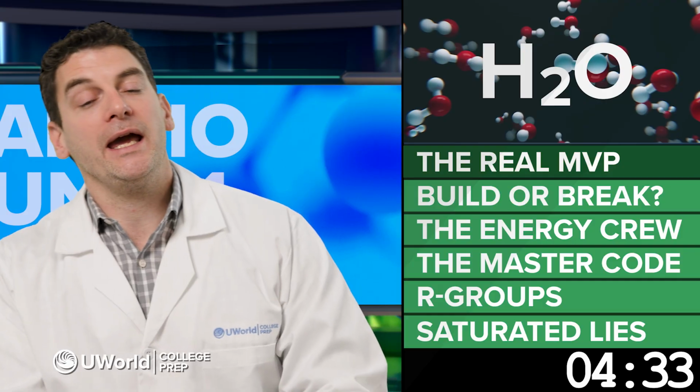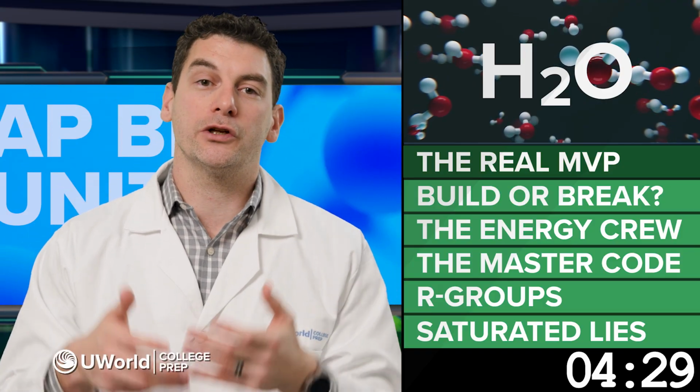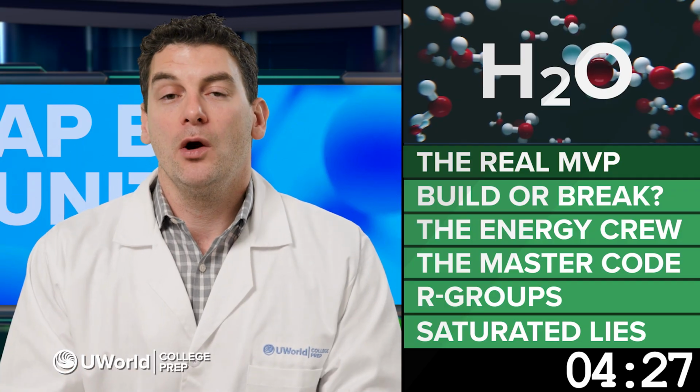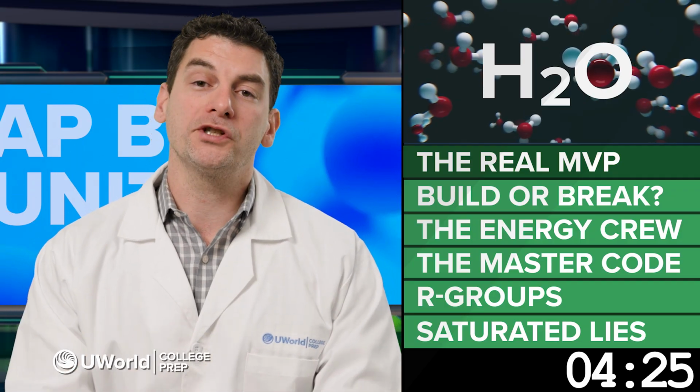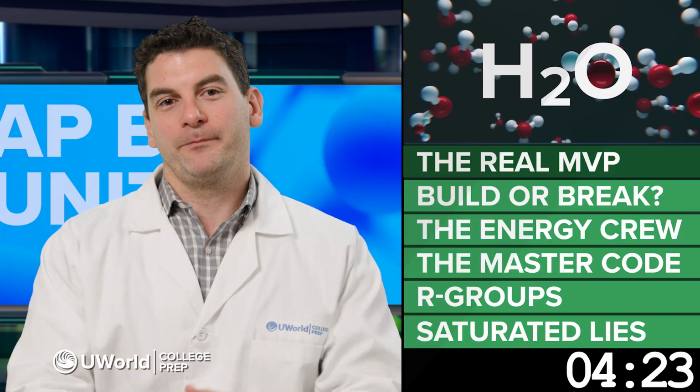Cohesion, adhesion, and surface tension all allow water to move from the roots of trees to the leaves at the top. Without these properties of water, biology as we know it just wouldn't work. So besides water, what else is important?